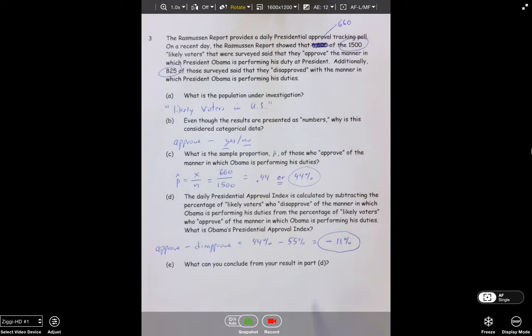Now again, don't get bent out of shape if you're an extreme liberal and a Democrat, and you think that Obama's the greatest thing since sliced bread. I'm not picking on him. This is consistent. President Bush, the president before Obama, his was worse than this at that time. So guys, again, it's very neutral here. I'm just telling you what the numbers say. Now, speaking of, what do the numbers say? What can you conclude from your result in Part D?